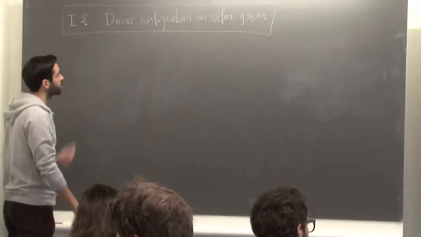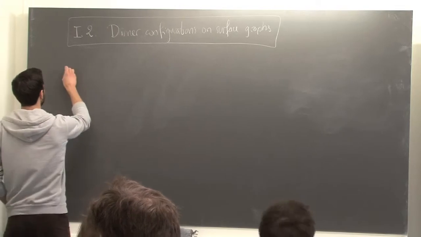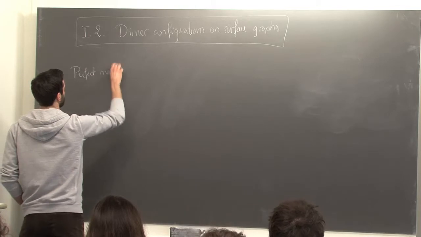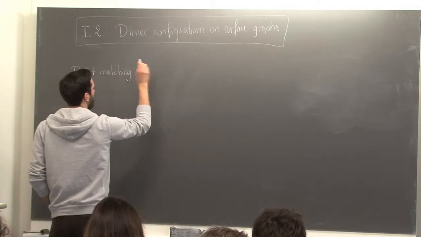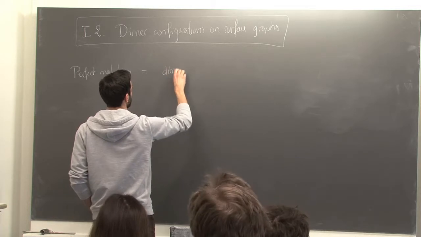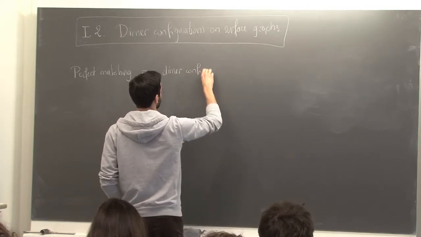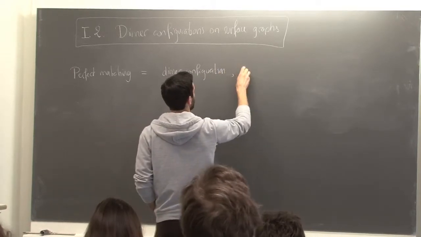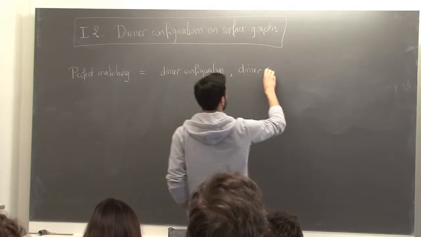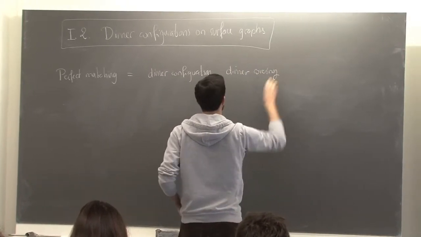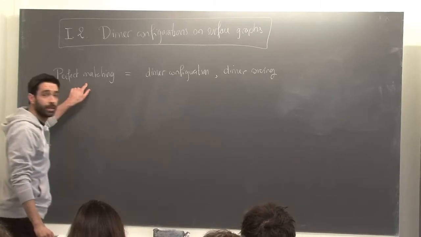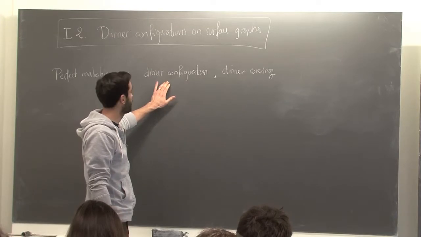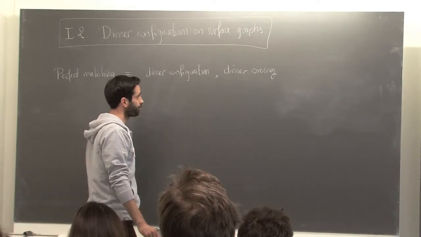So we've been talking about perfect matchings for a while, but actually perfect matchings are also called Dimer configurations, or Dimer coverings. People in combinatorics talk about perfect matchings. People in chemistry and statistical physics talk about Dimer configurations.